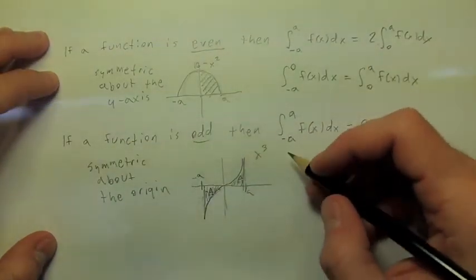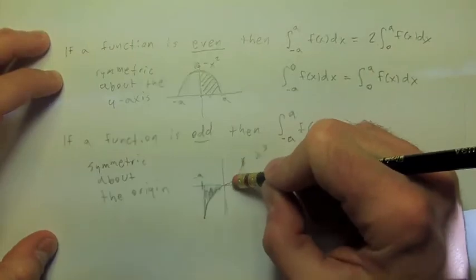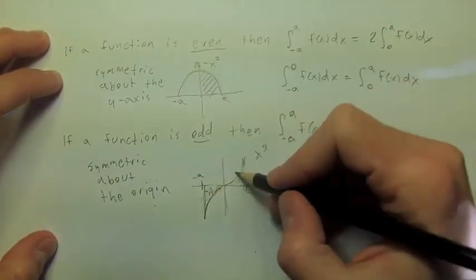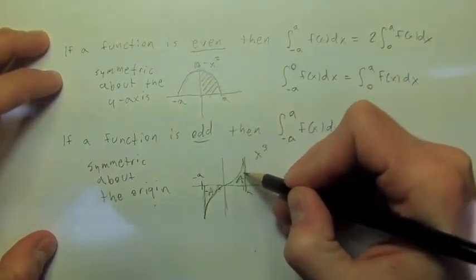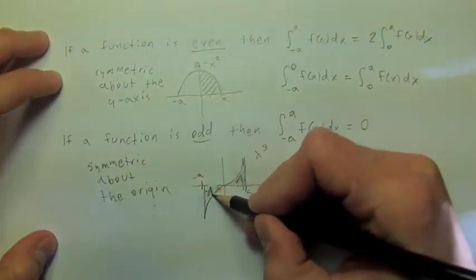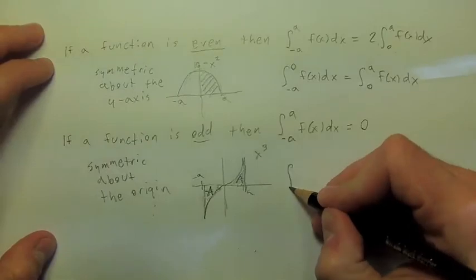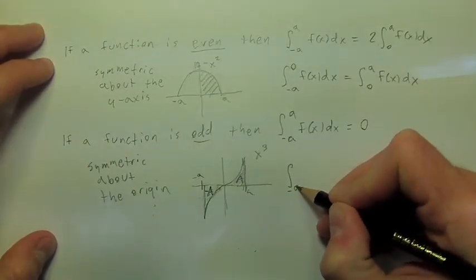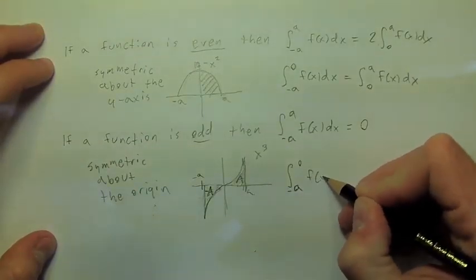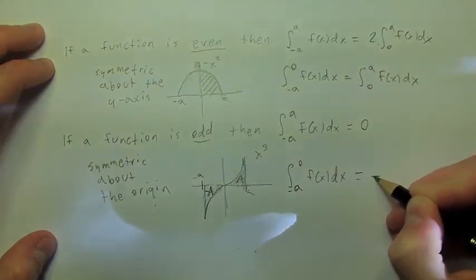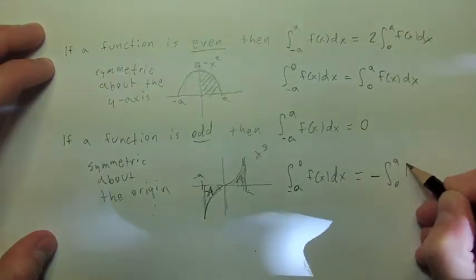Okay, so actually let me make that a little clearer. This area is negative that area. Okay, so another way to write this would be that the integral from -a to 0 of f of x dx is equal to negative of the integral from 0 to a of f of x dx.